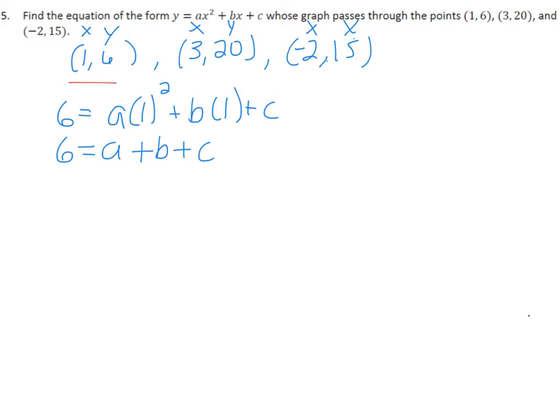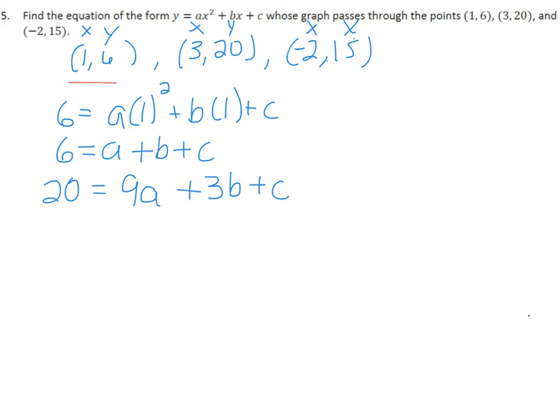So in our next one, we have that 20 is going to equal, and if I square 3 there, I would get 9. So 9 times our a, and b times x. So our x again is 3 in the second points there, so plus 3b, and finally our c just comes along.